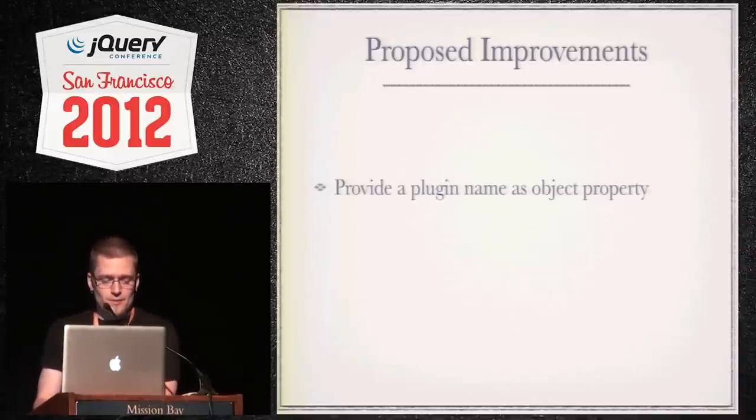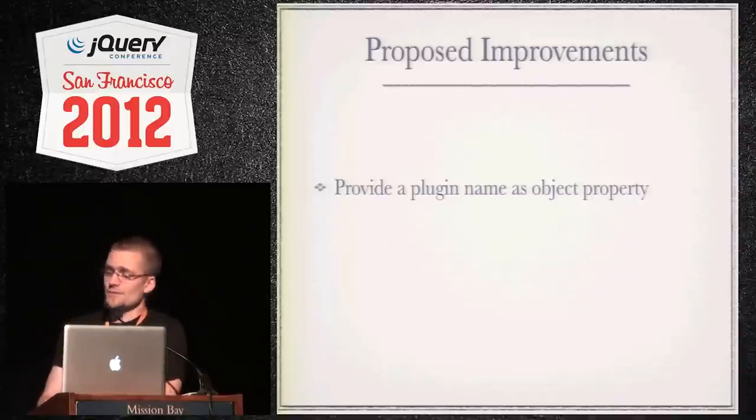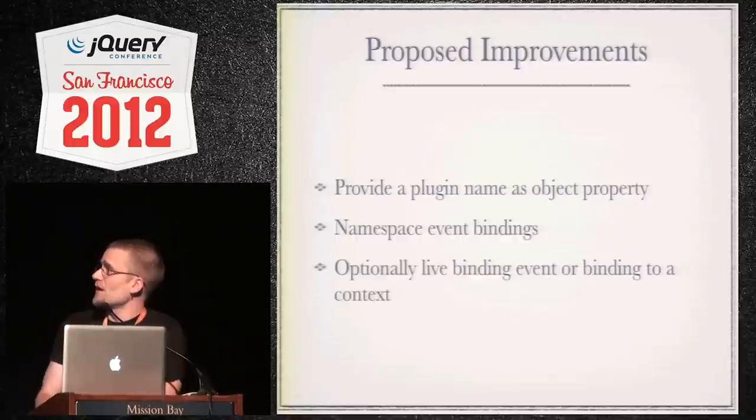So we're going to provide a plugin name as an object property. We're going to read the plugin name from the object, use it for the namespacing, and provide a single point to modify that in the future. We're going to go through and namespace the event bindings, and have an option to live bind an event or bind it to a context, both with the new on method.